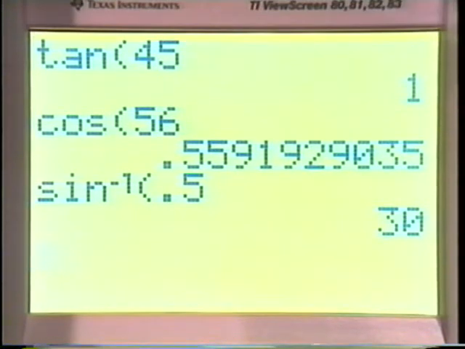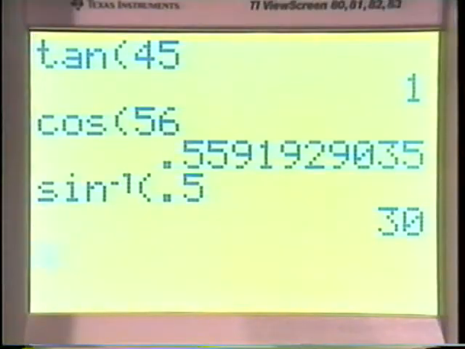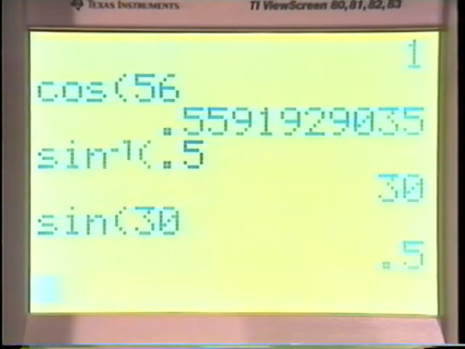Well, let's prove that. How could we prove that? Let's take the sine of 30 degrees to prove that. Just going to hit the sine button without the second. Just get a regular sine. Take 30, hit enter. And it is 0.5. So I know I'm right.